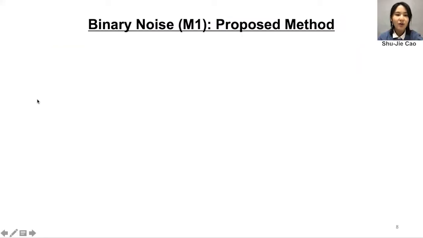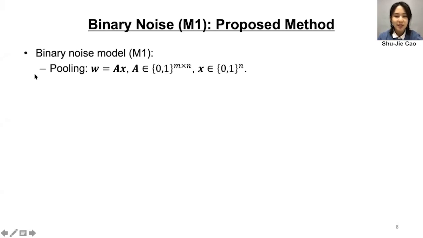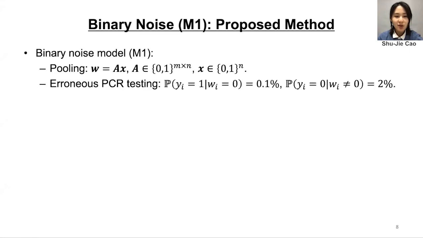Now, let's talk about the binary noise model. We have a binary health status vector X of N individuals which is pooled into M groups by a sensing matrix A, and the intermediate vector W can be considered as the ground truth testing results. Since the PCR testing procedure is not 100% accurate, we assign a false positive rate of 0.1% and a false negative rate of 2%, as used in Hanel and Thorner.